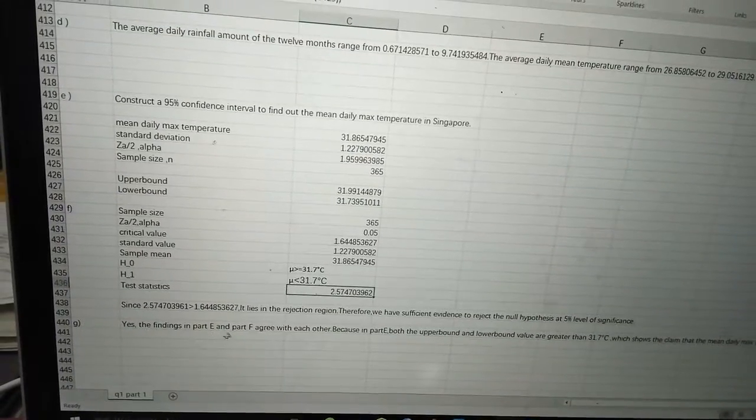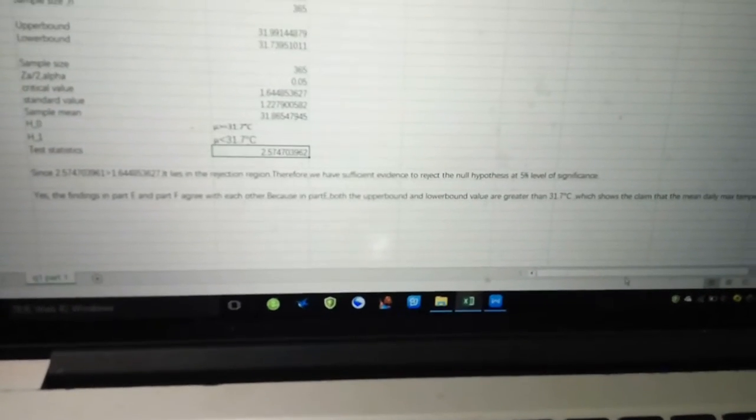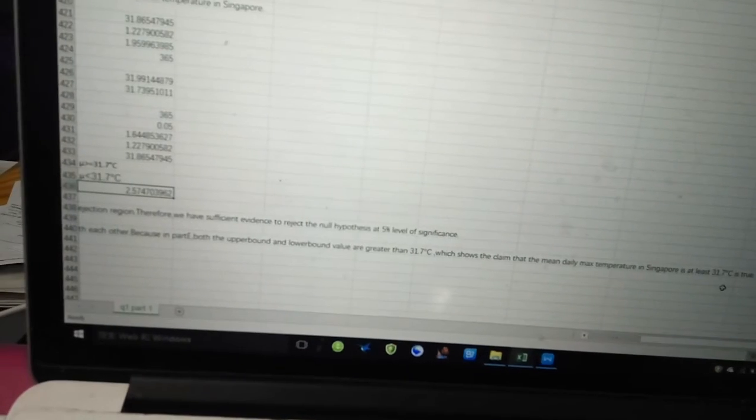The question asks us whether the part E and F can agree with each other. My answer is that they can agree with each other. Both the upper bound and the lower bound are greater than 31.7 degrees Celsius, which shows that the claim that the mean daily max temperature in Singapore is at least 31.7 Celsius. So this claim is true. Okay, so this is my answer.